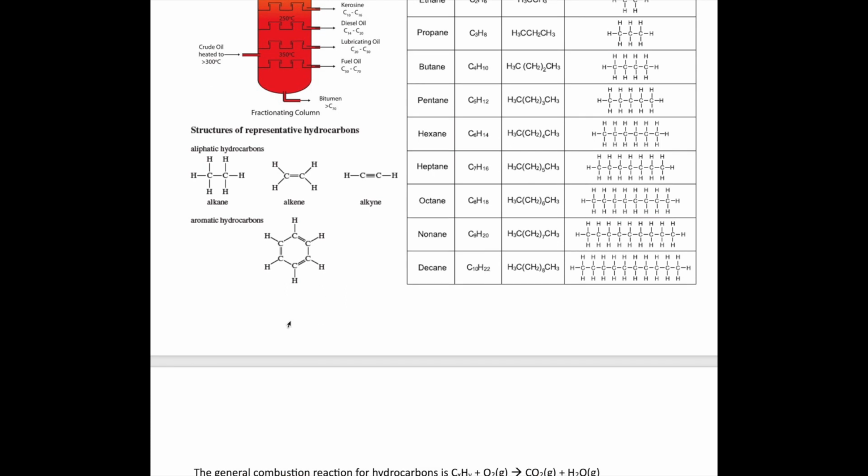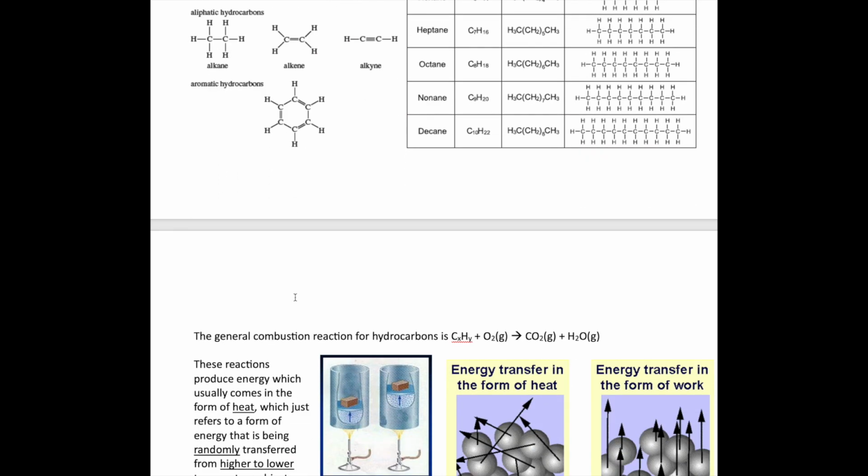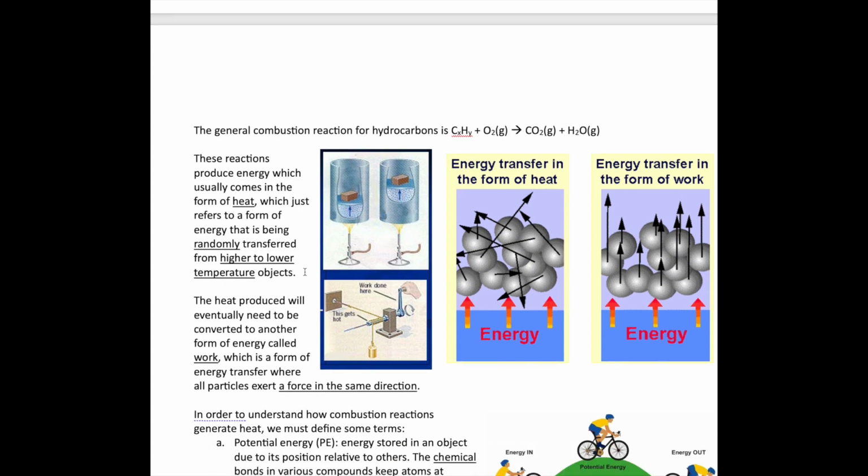There is also an important molecule called benzene, which is part of a group of hydrocarbons called aromatic hydrocarbons. We're going to mention here and there examples of the use of this molecule, but we'll not go too deep into studying it. Now, how is the energy released from these hydrocarbons?